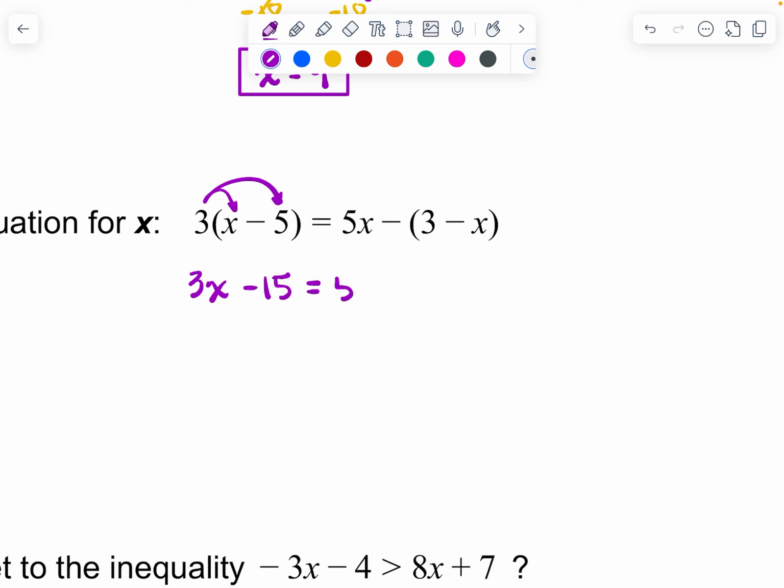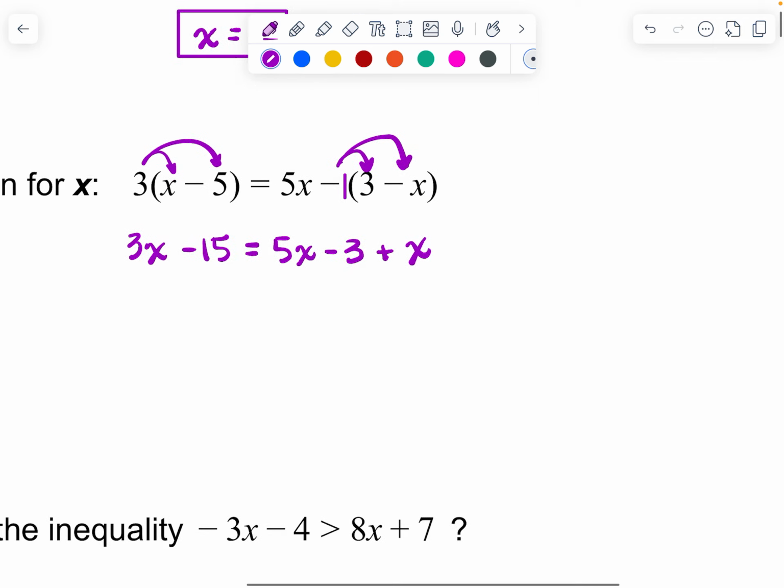Now on the other side, I'm just going to bring that 5x down because it has nothing to do with the parenthesis, because there's actually an understood negative 1 multiplier sitting in front of that parenthesis. So negative 1 is what I want to distribute. So negative 1 times 3 is negative 3, but negative 1 times negative x is positive 1x. All right, so I'm going to write my steps over here as I go. Right, so step number 1, distribute.